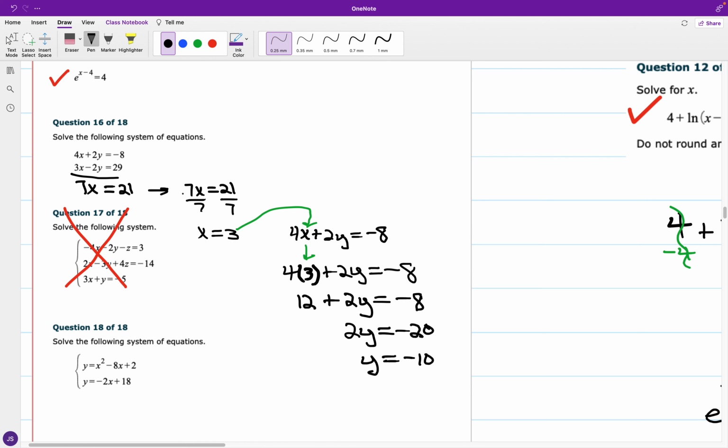Okay, so x is 3, y is negative 10. So 4 times 3 is 12, 2 times negative 10 is negative 20, 12 minus 20 is negative 8, and also 3 times 3 is 9, negative 2 times negative 10 is a positive 20, 9 plus 20 comes out to 29. Okay, so we got x equal to 3, y equal to negative 10, and again, as an ordered pair, we have (3, negative 10).